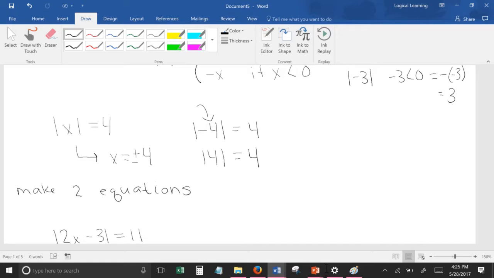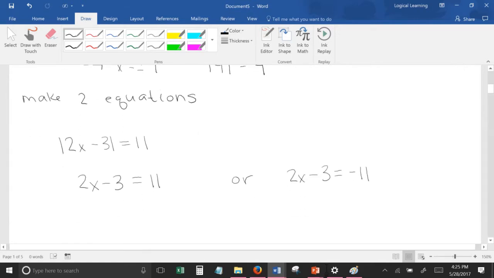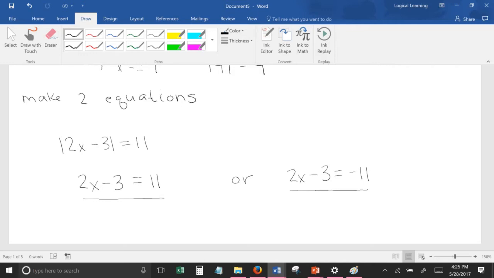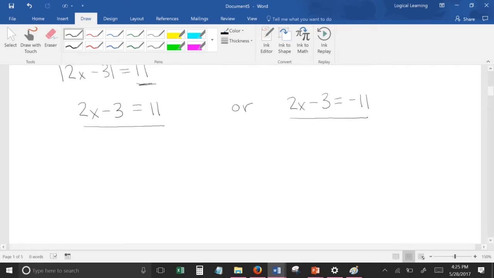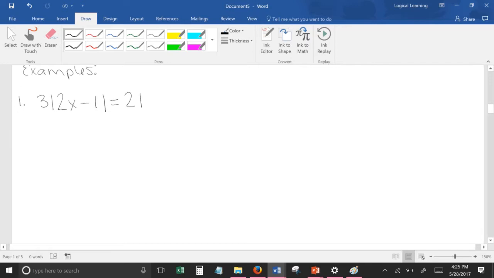So when we solve absolute value equations, we typically make two equations. In this case, the absolute value of 2x minus 3 equals 11. We have 2x minus 3 is 11, or 2x minus 3 is negative 11, because what's in the absolute value is equal to 11, which means this 2x minus 3 can be a positive or negative 11, and then when we take the absolute value, it'll still equal 11. So when solving these equations, we're going to make two separate equations and solve for them. Let's go ahead and look at some examples.